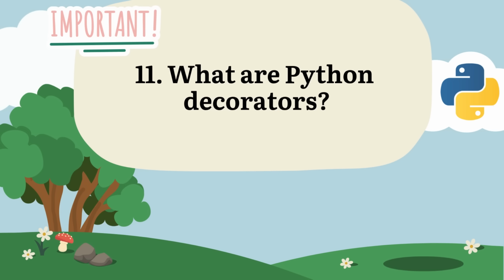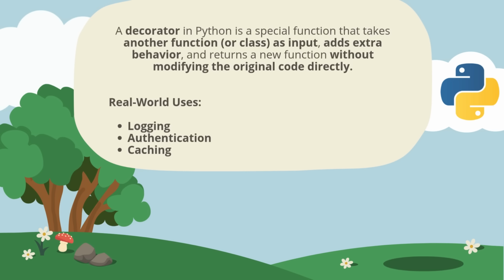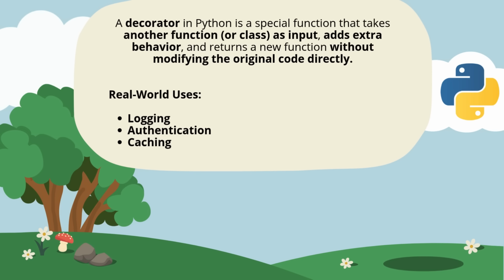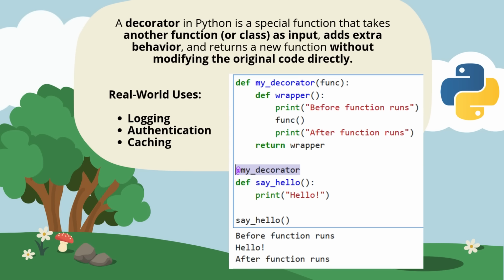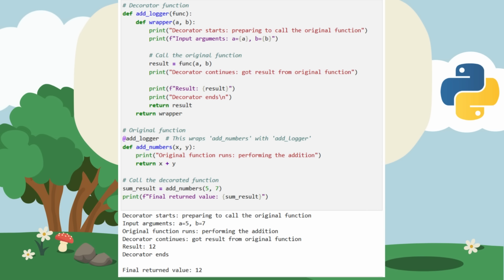Next question. What are Python decorators? Decorators are functions that modify the behavior of other functions or classes without changing their code directly. They use the @ symbol, placed just above the function definition. For example, a decorator can be used to log function calls, check permissions, or measure execution time. Since this concept is tricky and asked in almost every Python interview, take a look at the screen. Here's a simple decorator for adding two numbers. Notice how it wraps the function and extends its behavior.